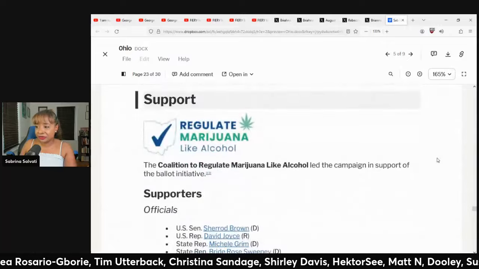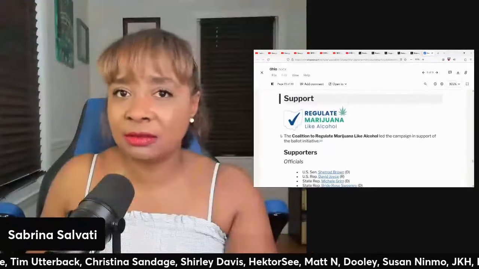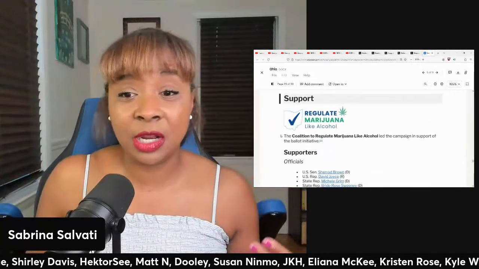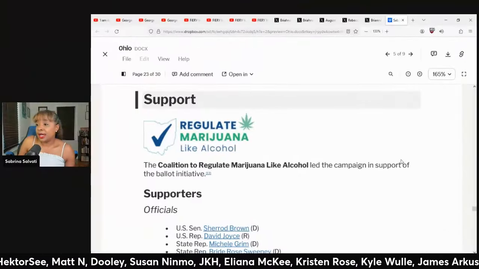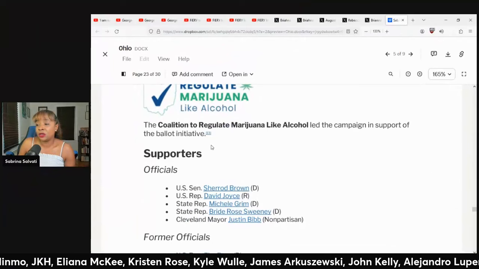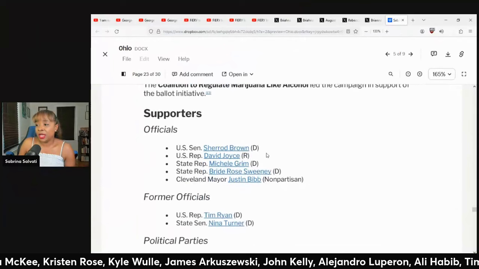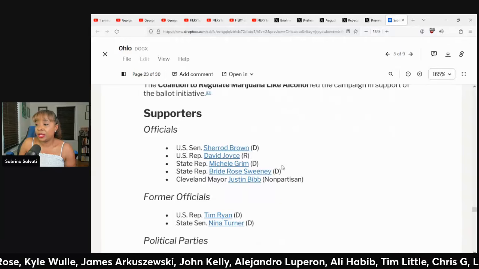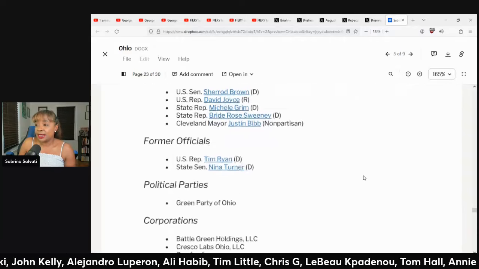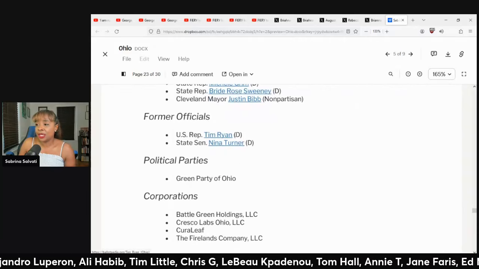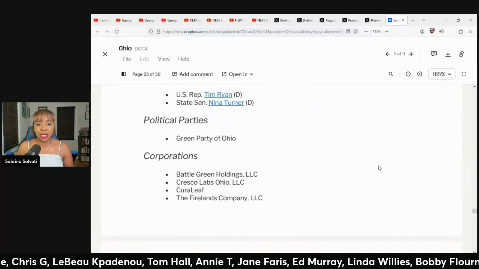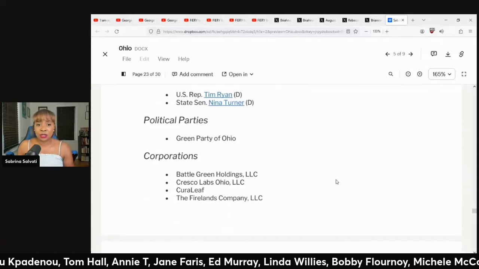And every state is different. So just make sure you check that. Every state is different. The laws here in Massachusetts may be different from in Ohio. But this is a measure, I think, that has a lot of times bipartisan support. And you can see that here. Who supported it? We have Democrats, a Republican, and Cleveland Mayor Justin Bibb, who's nonpartisan. Nina Turner, Tim Ryan supported that. But typically, if you talk to people, whether they're Republican or Democrat, most people I've talked to support it.